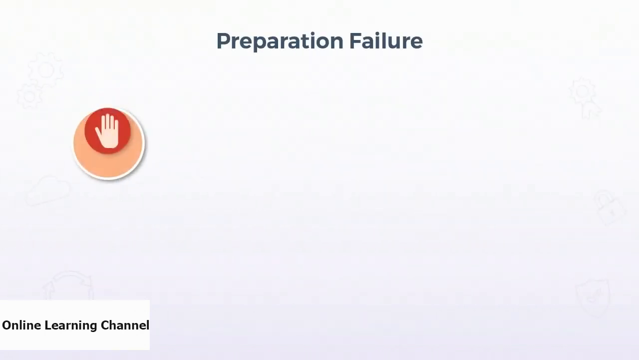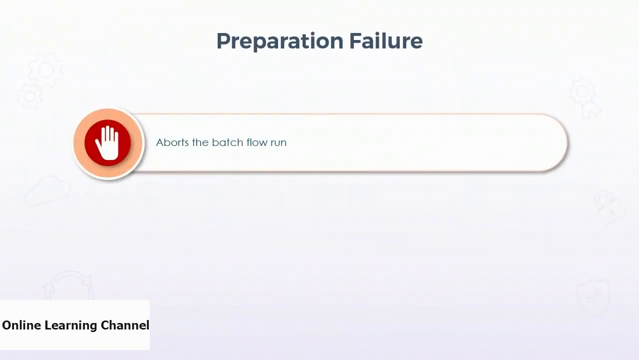On preparation failure, the batch flow run will be aborted. For this reason, the preparation step should include any tasks that must succeed for processing to take place. The examples I gave were spooling up the environment, reading input data, and validating the data for processing. If the environment spool up fails, there's no point continuing, so the process is aborted.